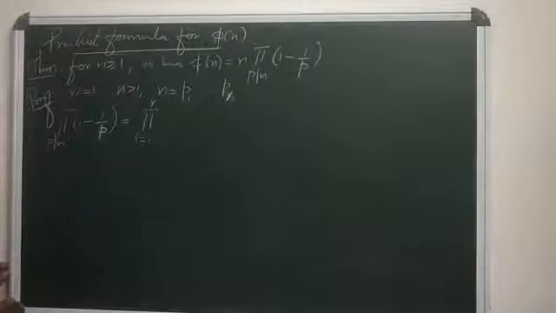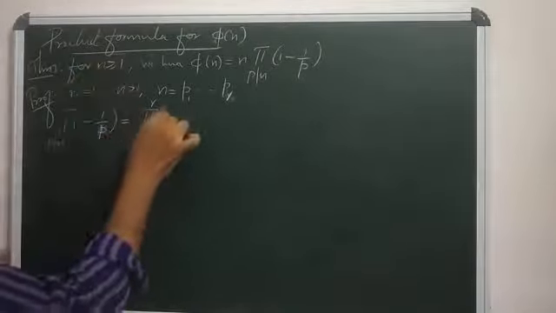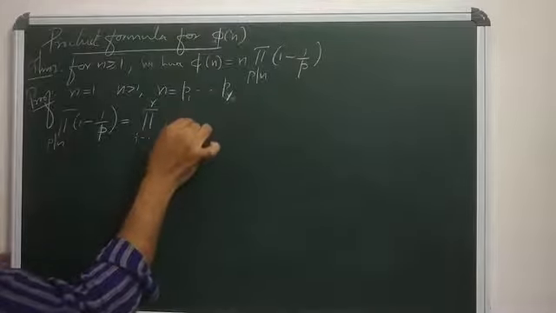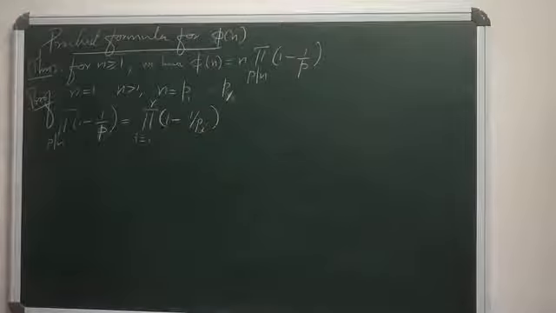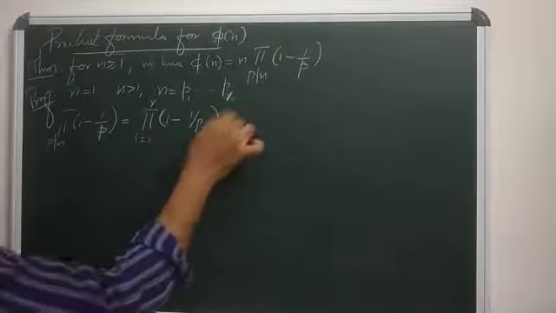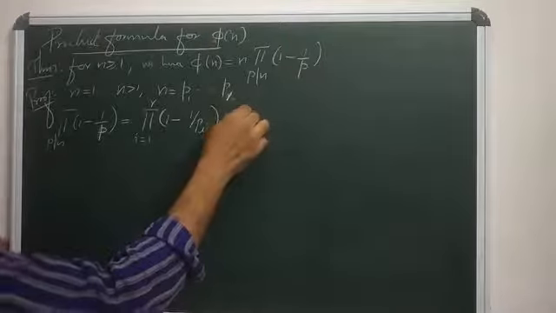How many factors are there? There are r prime factors. Product i ranges from 1 to r of 1 minus 1 by pi. You can expand this. Product i ranges from 1 to r of 1 minus 1 by pi can be rewritten as follows.